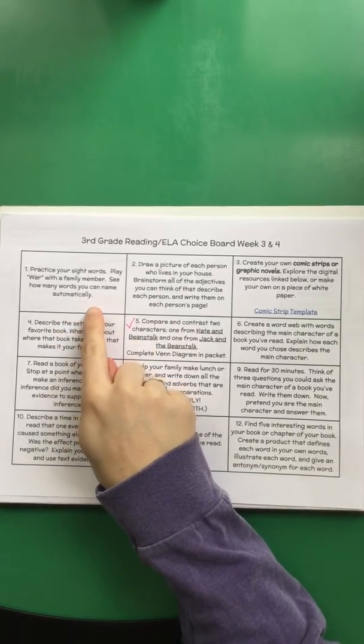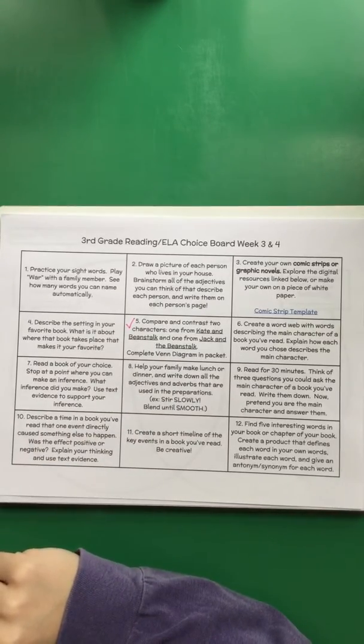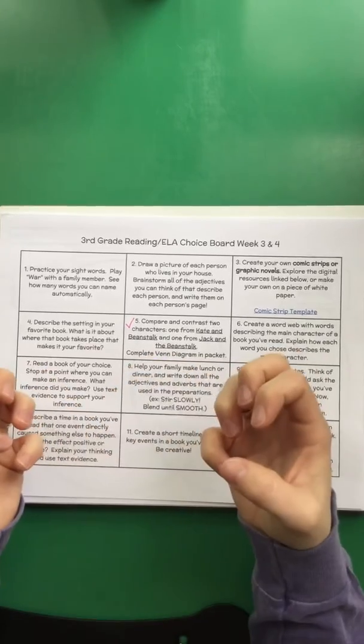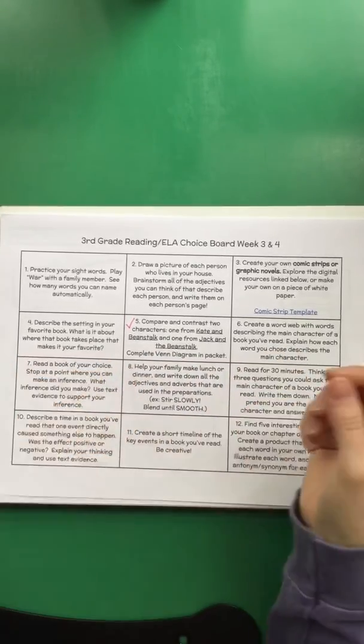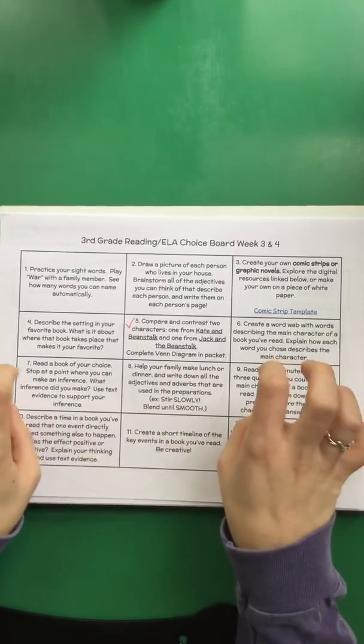Okay, so let's read through these real quick. It says, practice your sight words. Play war with a family member. See how many words you can name automatically. So if you're playing war with a family member, you would take your sight word cards and split them in half. If you don't have any, you can just write the words on some pieces of paper or some index cards. So you'd split those words into 2 decks.